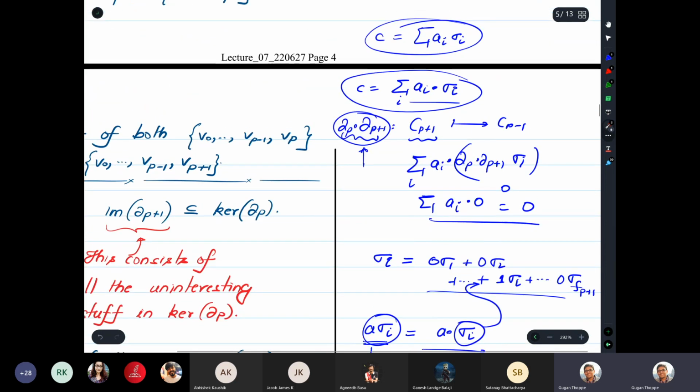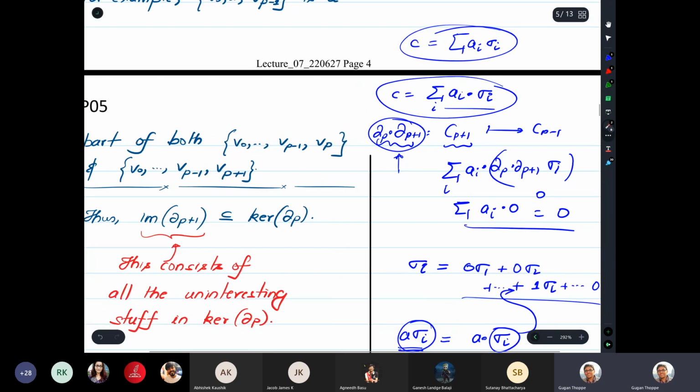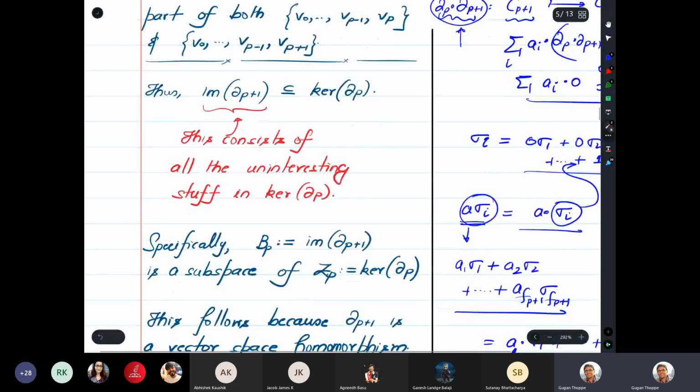So I can interpret the thing on the right as a linear combination of these p plus 1 chains, and then I can imagine that this daba p composed with daba p plus 1 is a linear operator. So if I give a linear combination of inputs as input to this operator, the output would be a linear combination of the corresponding outputs. Now this is something we have already shown is 0, hence this entire thing will be 0. Is this okay? So I hope you agree that we managed to show that this image of daba p plus 1 is indeed a subset of kernel of daba p.